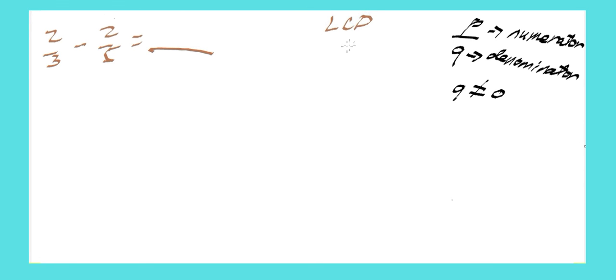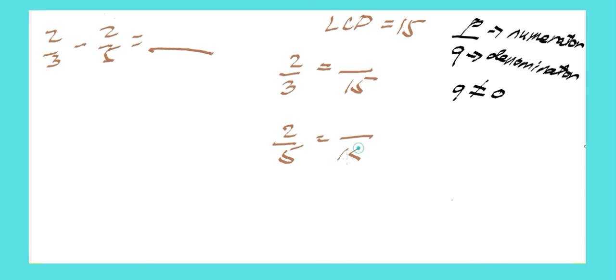The fastest way to get the LCD is to do the skip counting. So you skip count by 3 and skip count by 5. The first number that they are the same is 15. So it means the LCD is 15. After getting the LCD, you are going to rewrite the fractions. The fraction 2/3, and you put the LCD here. And we got here 2/5, and you put the LCD again. And then, follow the flow.